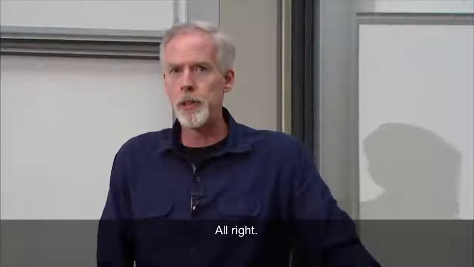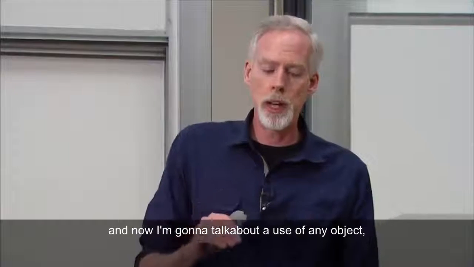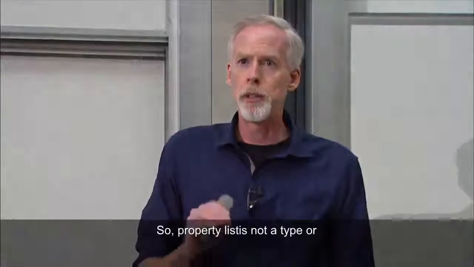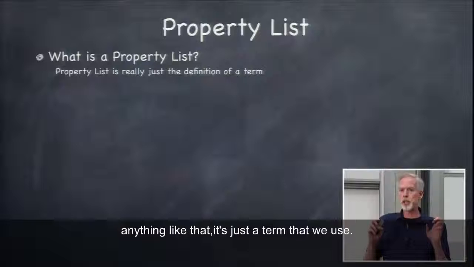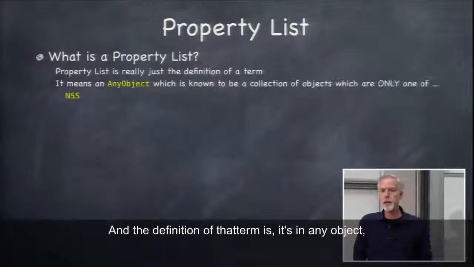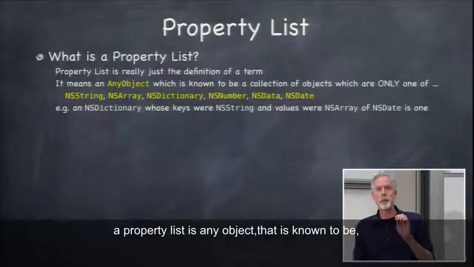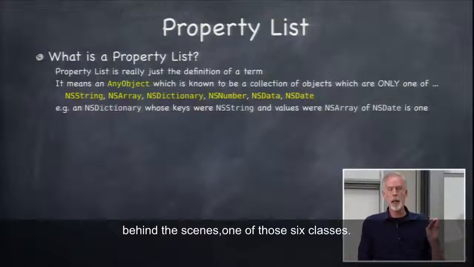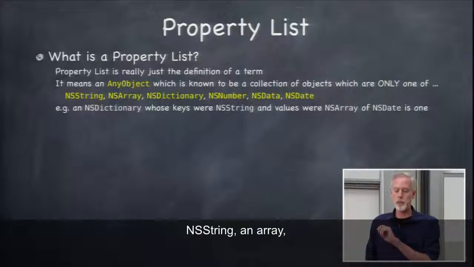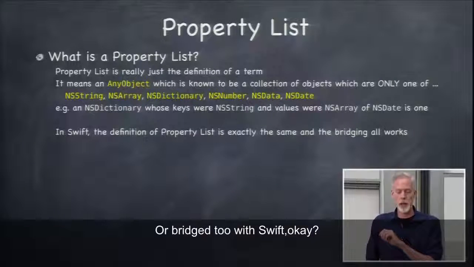All right, so we talked about AnyObject last time, and I'm going to talk about a use of AnyObject, which is called property list. So property list is not a type or anything like that. It's just a term that we use, and the definition of that term is it's an AnyObject. A property list is any object that is known to be, behind the scenes, one of those 6 classes: NSString, array, dictionary, number, data, and date. Or bridged to with Swift, okay?